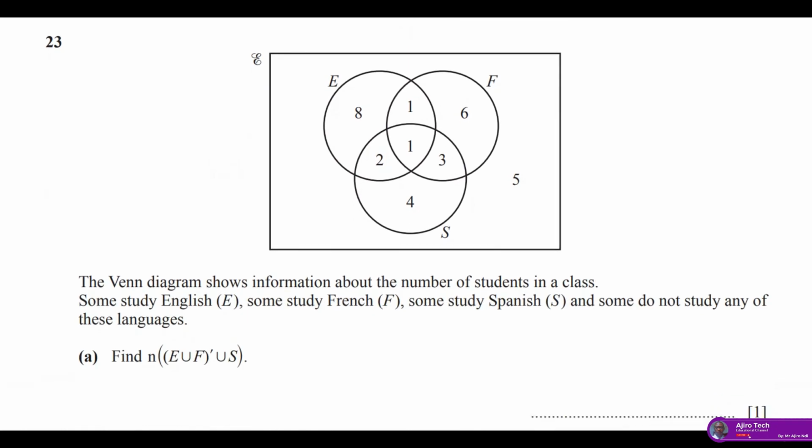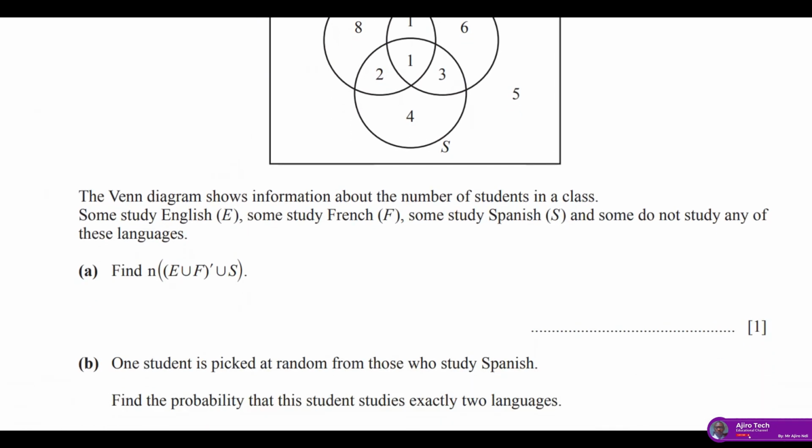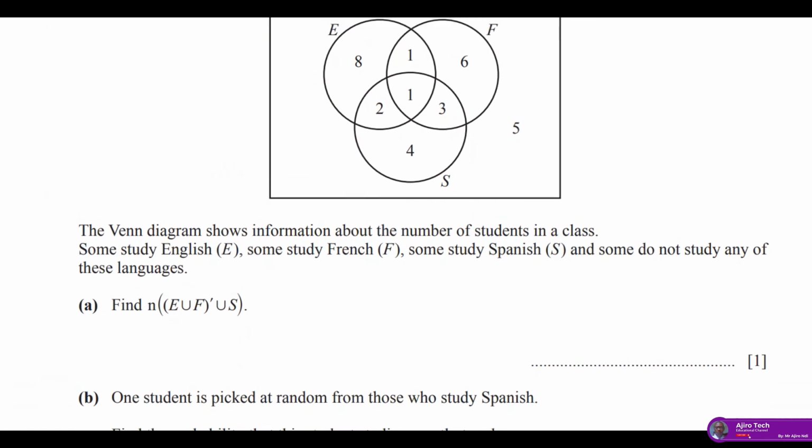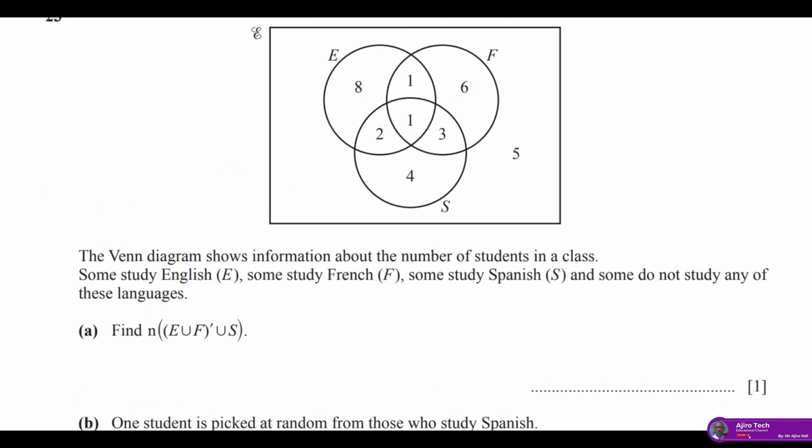Next question. The Venn diagram shows information about the number of students in a class. Some study English, some study French, some study Spanish, and some do not study any language at all. Find the number in, first of all, E union F. E union F prime means that it is not in E, not in F, outside those. That is 4 and 5. And then union S, this is the region.